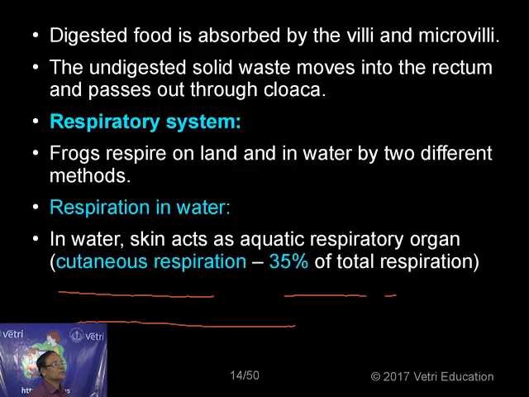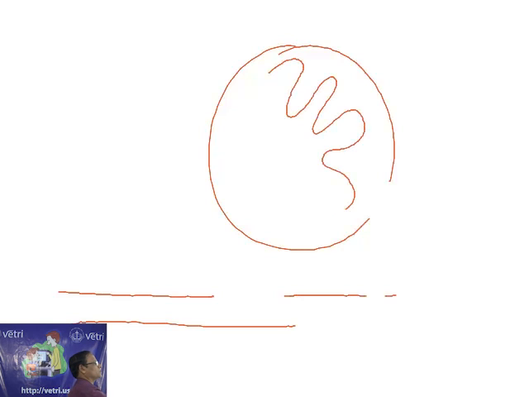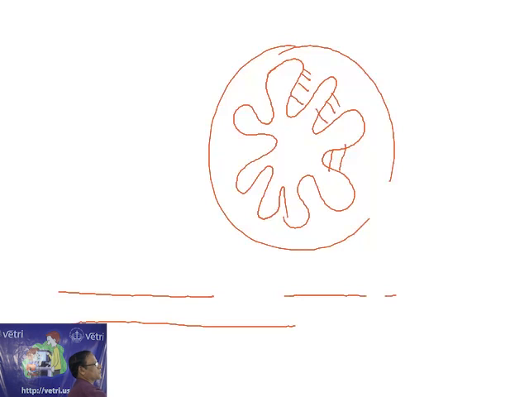Then we have the wall of the intestine, in the ileum region. The inner wall of the ileum is raised into many finger-like projections. This is a cross section of a digestive system. The inner wall is raised into finger-like projections. These finger-like projections are called villi. They help in absorption of food by increasing the surface area.